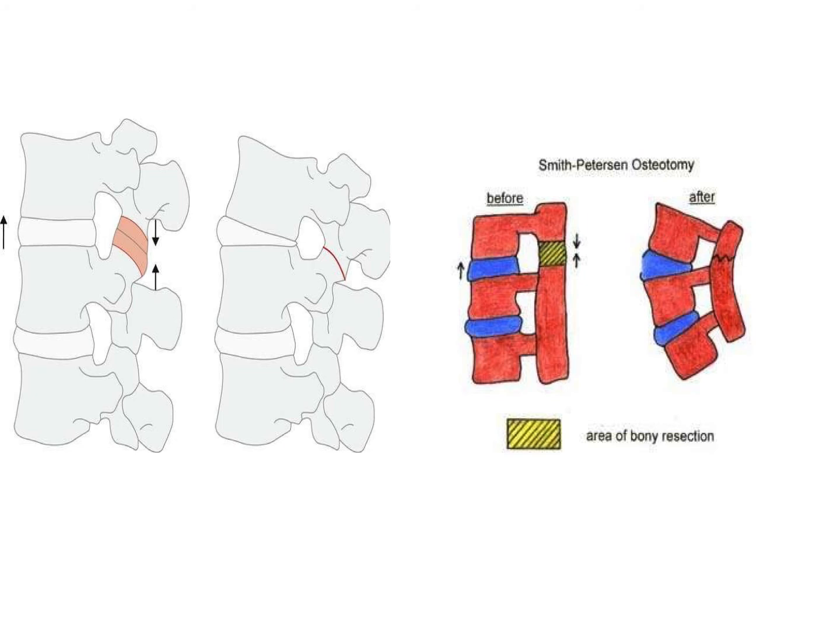This is a figure showing osteotomy of the joint and then later achieving lordosis at the spine.